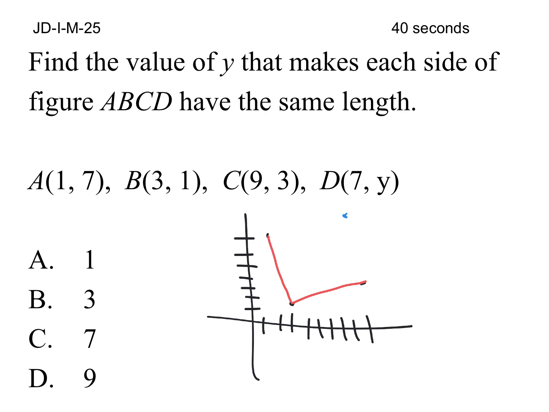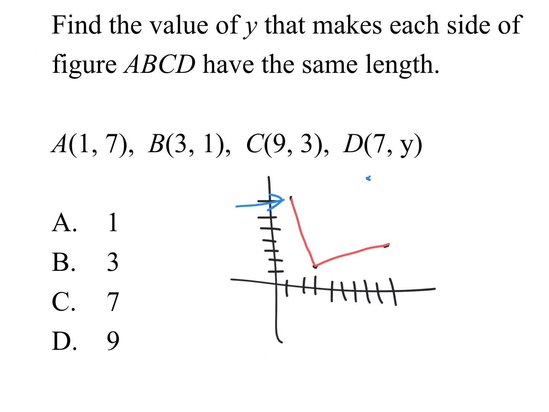It looks like it's going to have to be bigger than this one, right? So that had a y value of 7. The only option that has a bigger y value than 7 is 9. So that would be choice D. And you could go through and you could figure out distances and all that stuff, but probably don't have time for that. So just think logically.